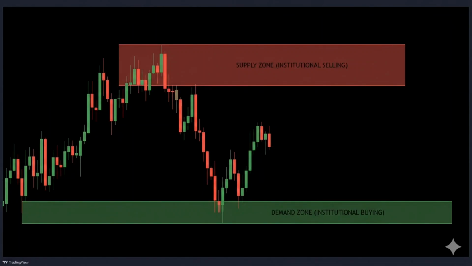If you've been struggling to find high-probability trade entries, you're likely looking at the wrong things. Most traders rely on basic support and resistance lines, but the big players, the institutions and banks, operate differently. They move the market through demand and supply zones.